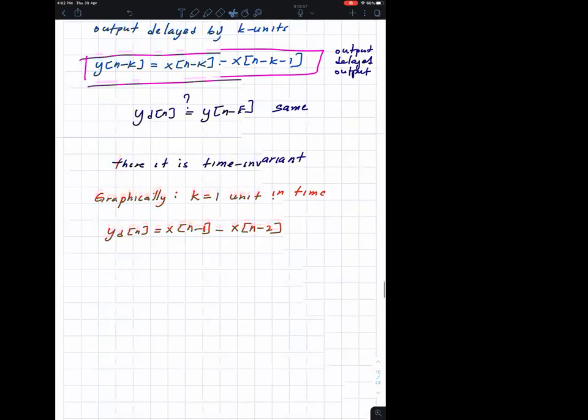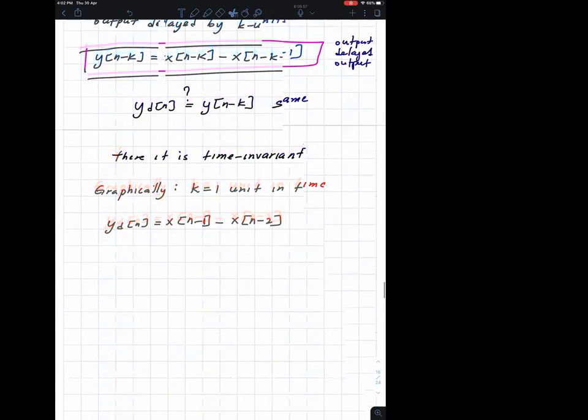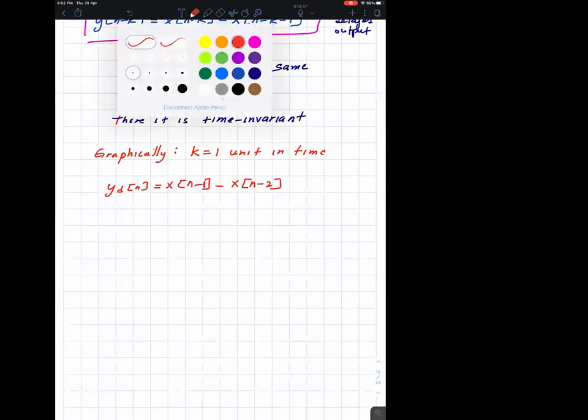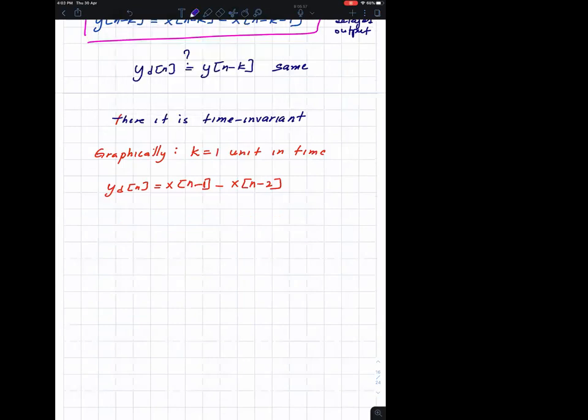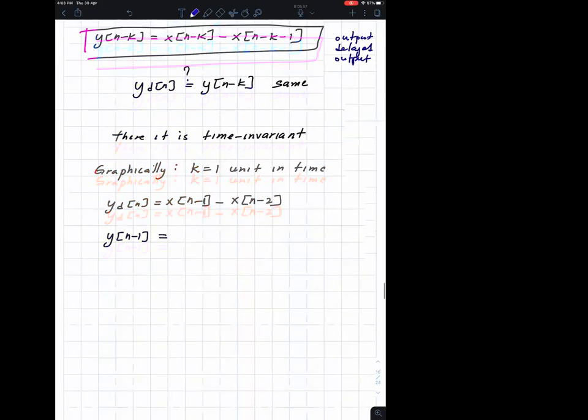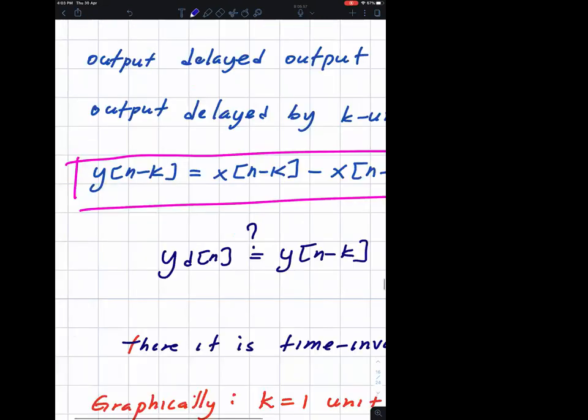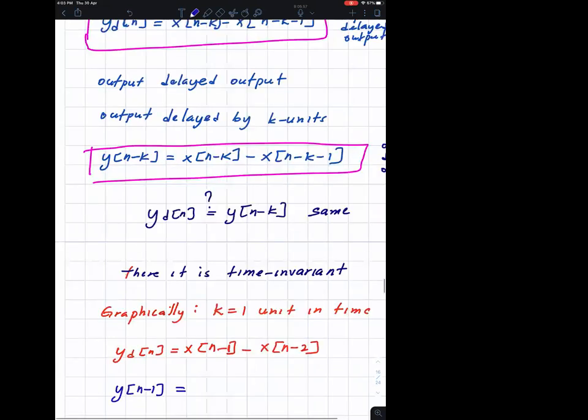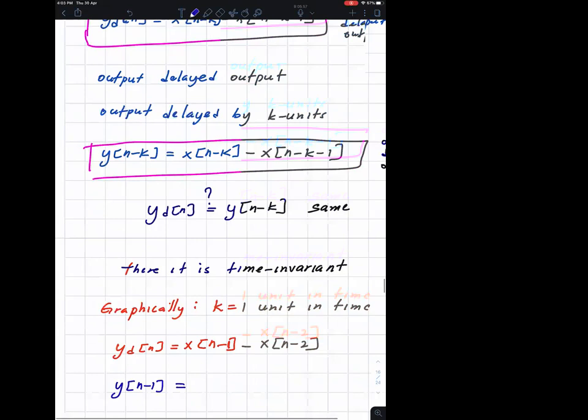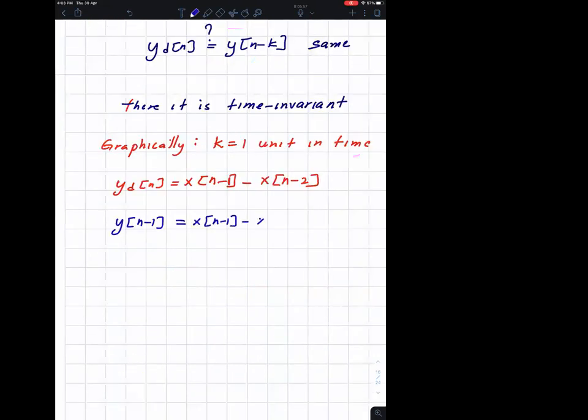Okay, let's do that. Now I'm doing the same thing again. y n minus 1, same thing, but now we replace the k with 1. Now I'm replacing this k, letting this k equal to 1. It's also going to give you the same thing, x n minus 1 equal to x n minus 2.